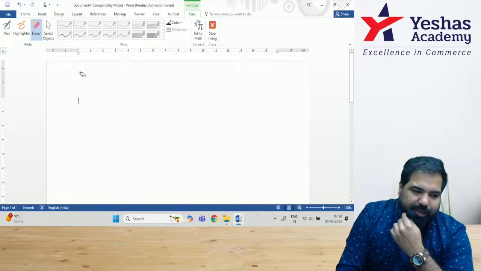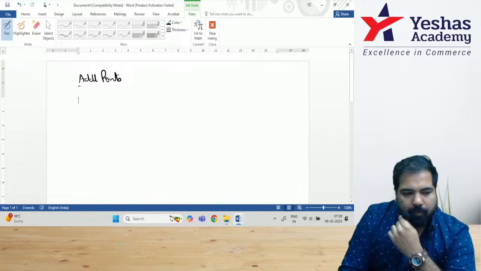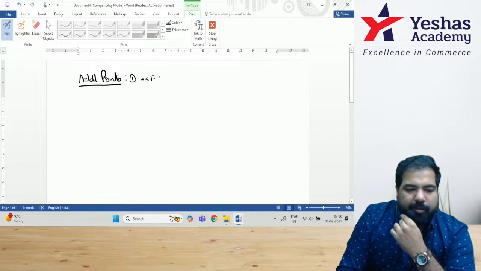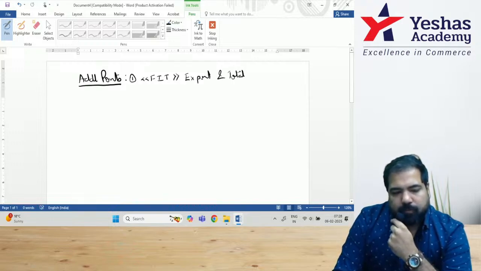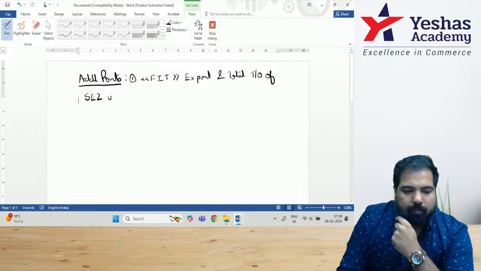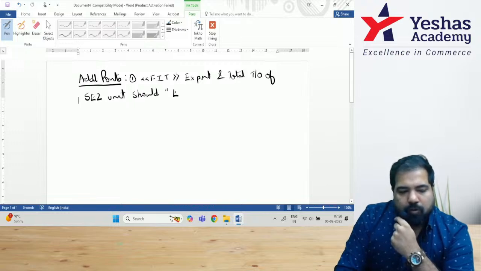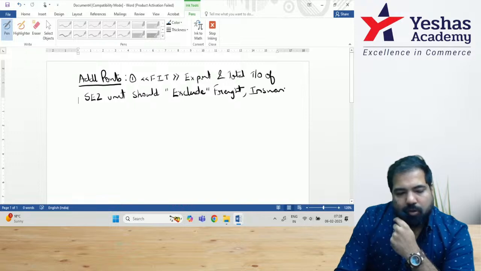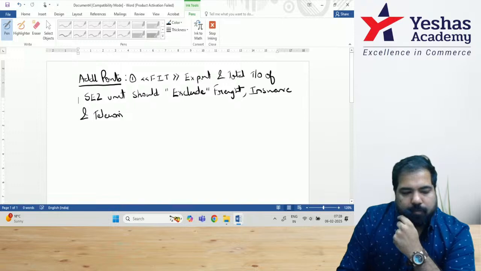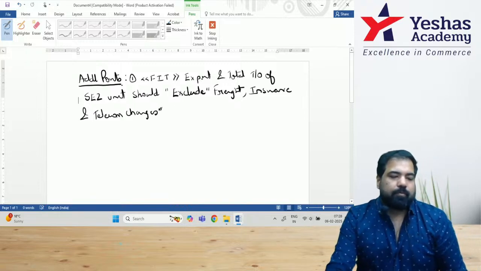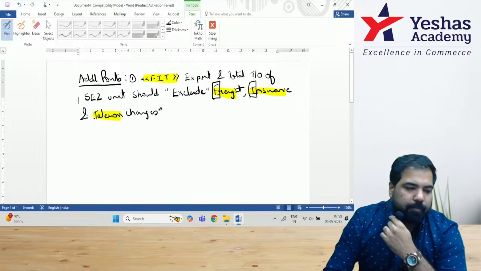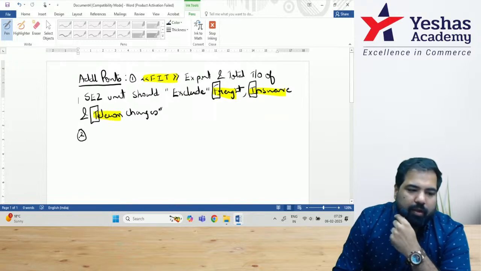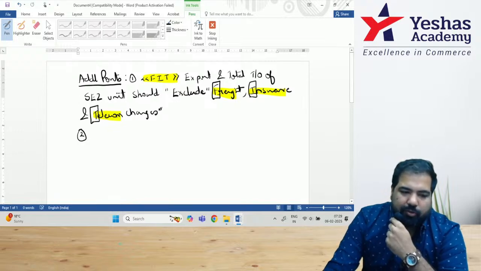All right. We'll take up more questions after we write these two additional points. On the screen, guys, additional points, please. First additional point, FIT. What is FIT? Freight, insurance, and telecom. Export and total turnover of SEZ unit should exclude, this word is important, exclude freight, insurance, telecom charge.